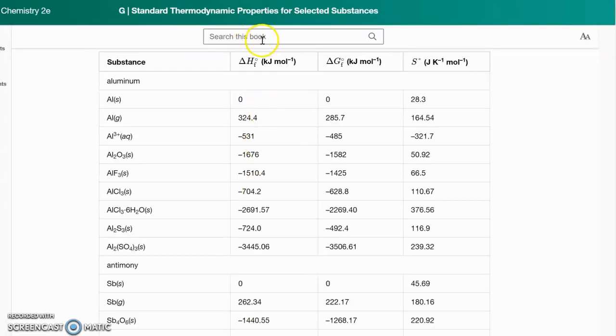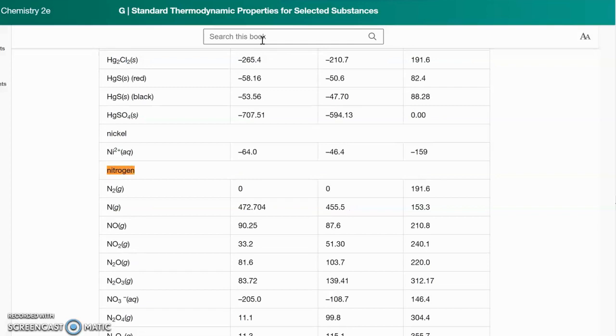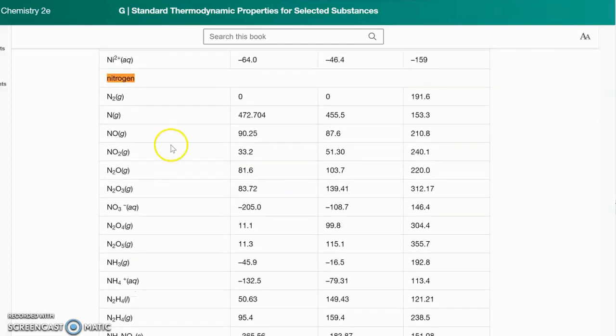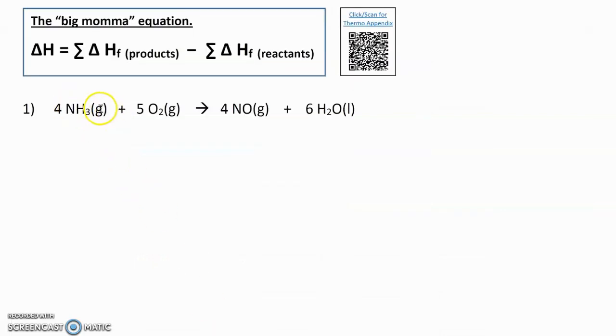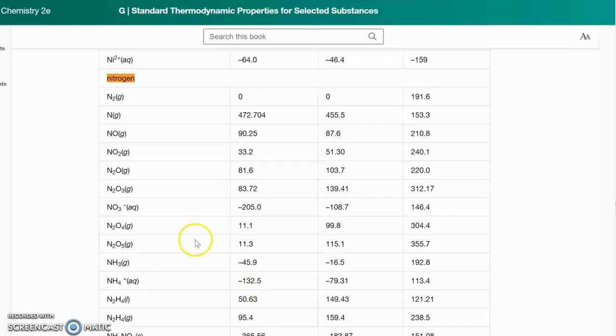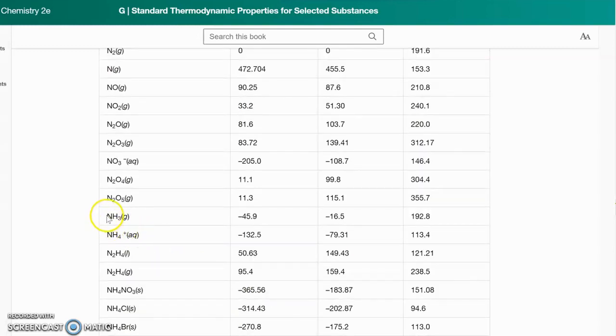The best thing to do is use your Control F to bring up your find box, your search box, and just start typing nitrogen, and you'll quickly get down to the nitrogen section. The main thing that you want to pay very close attention to is the state of matter. In our problem, it is gaseous NH3. So just make sure that you are using the gaseous NH3 value.